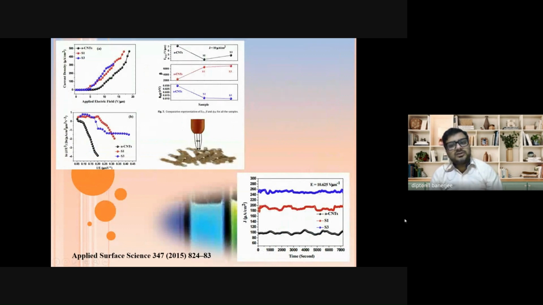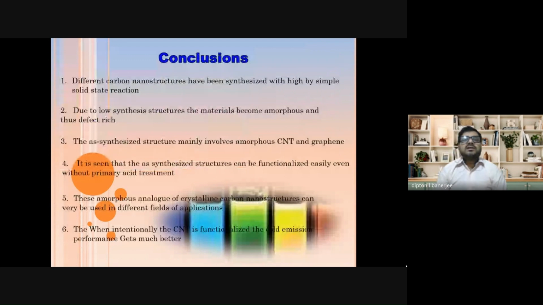You can see here also the hybrid sample gives much better emission. This is the stability curve of our sample. Here also the hybrid sample is much more stable compared to the pure CNT. And this is the conclusion part.